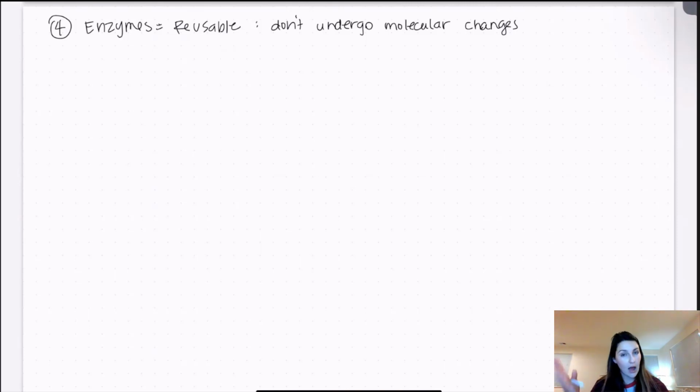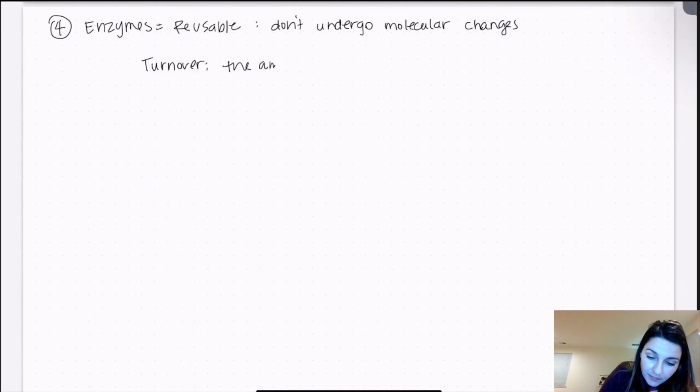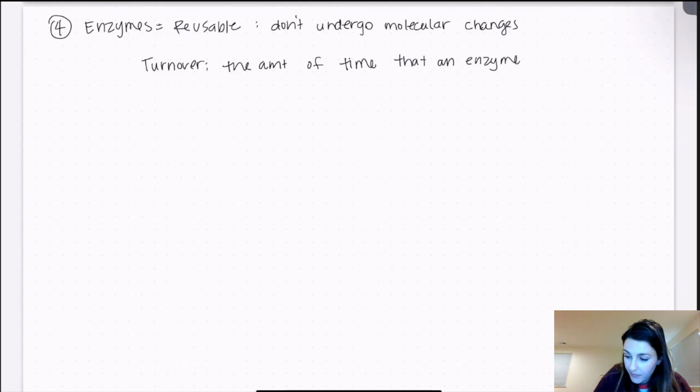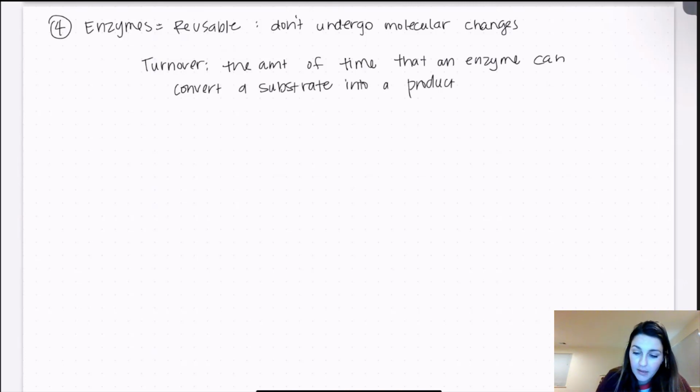And how often that enzyme gets reused, we call that turnover. Turnover is the amount of time that an enzyme can convert a substrate into a product.